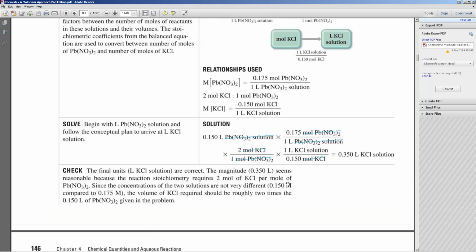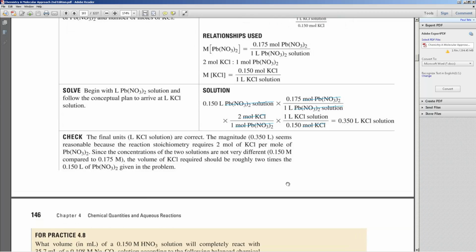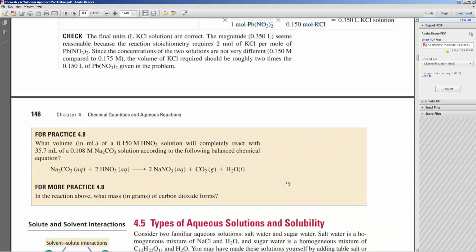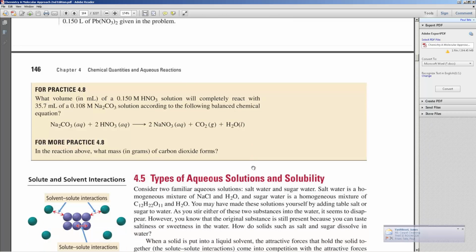Okay, I'm going to end the video here, and what I want you to do is work on this first practice problem, and then the next video will show the solution to this question.